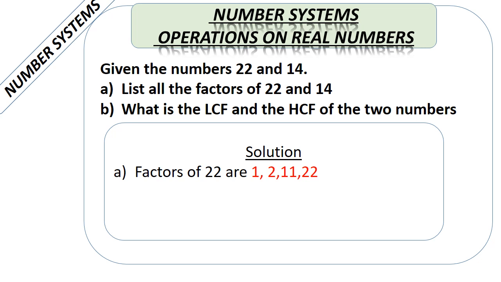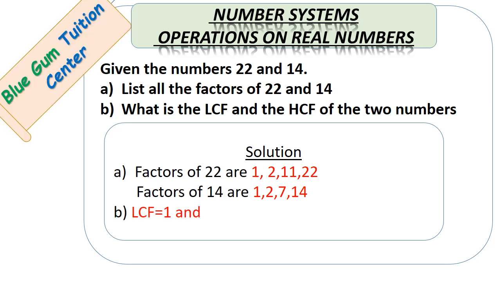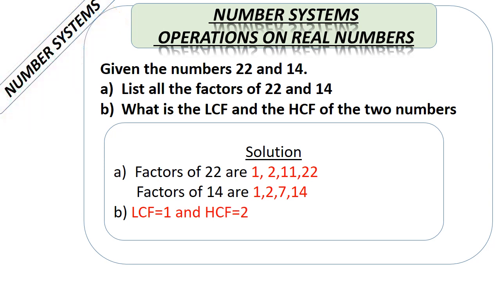What about 14? Factors of 14 are 1, 2, 7, and 14. These are the only numbers that go into 14 without a remainder. So we have listed all the factors of 22 and 14. But B says, what is the lowest common factor and what is the highest common factor? The lowest common factor is 1, and the highest common factor is 2, because the common factors are 1 and 2. The lowest of these is 1 and the highest is 2.